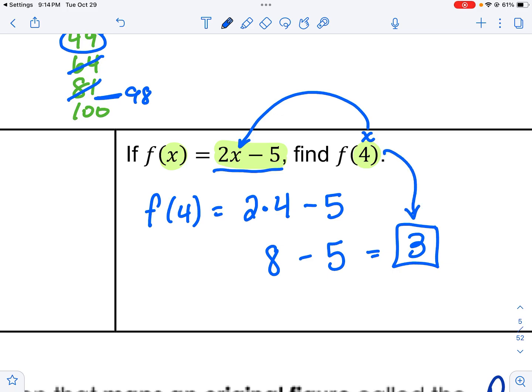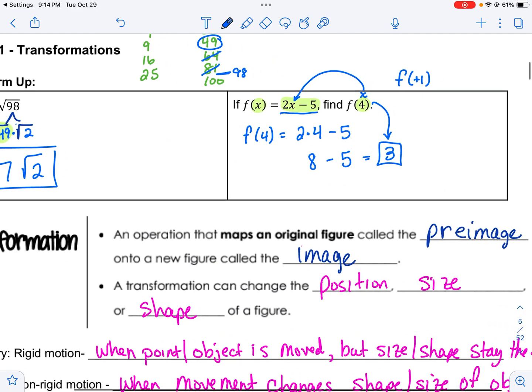And all we did is we went to the expression and we plugged in 4 everywhere we saw x. So if I wanted you to do f of negative 1, we would plug negative 1 in everywhere we see x. If I wanted you to do f of positive 1, we'd plug in positive 1 everywhere we see x, and then simplify. All right, so let's talk about transformations.